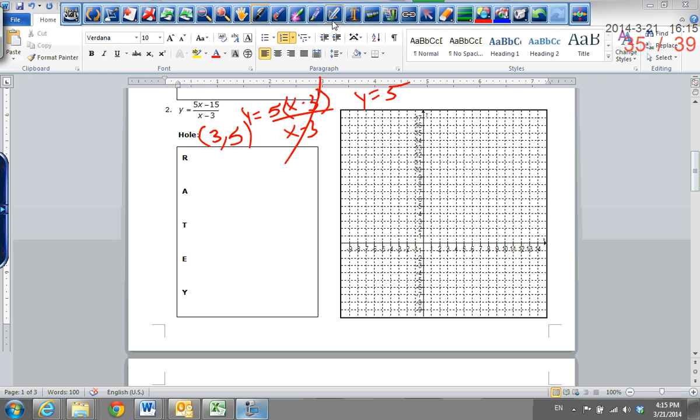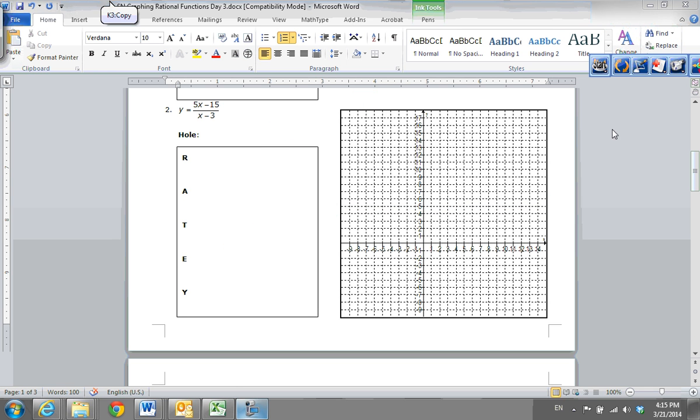Because I know the horizontal line tells me that at 5, it goes from here, then I have that open circle, and then keeps going. So I'm going to draw that open circle in at 3, comma 5. And that's it. We didn't need to do RATEY at all, so that's still NA. Don't need to do it. You only got to do it, remember, if you're doing any type of rational function. So we go on to number 3.